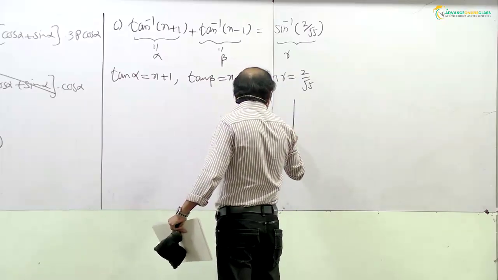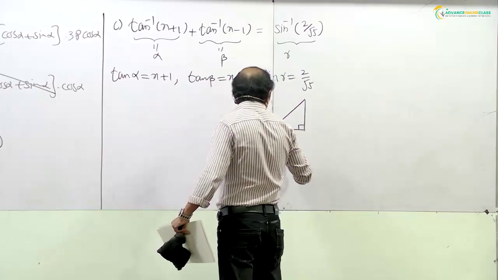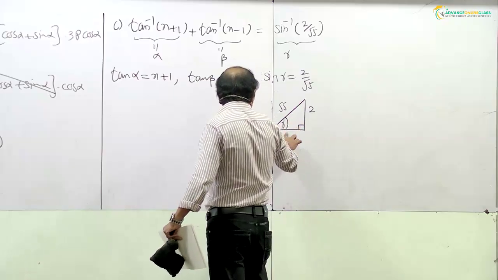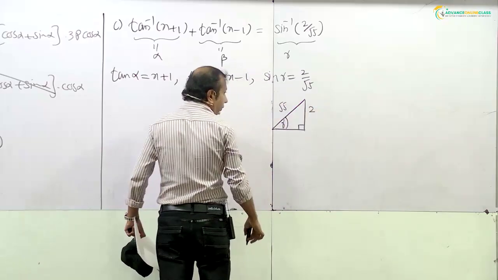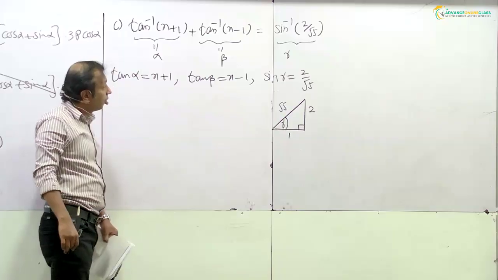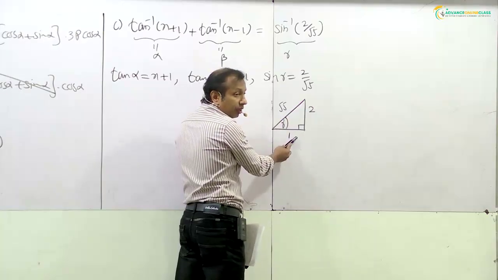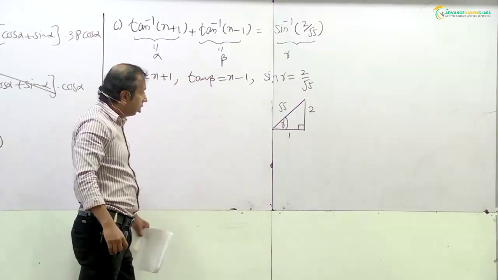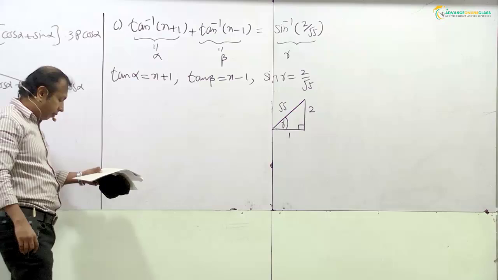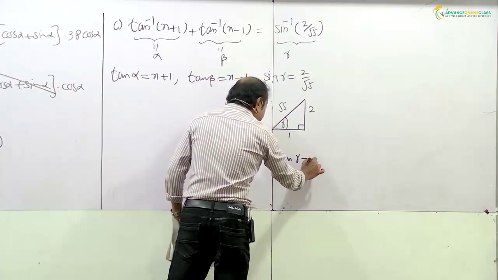For the sine gamma, if I draw a right angle triangle, what is sine? Opposite by the hypotenuse. What is the adjacent? Sine gamma is 2 over root 5. Sine means opposite divided by the hypotenuse. Find the adjacent. Root 5 squared is 5. 2 squared is 4. 5 minus 4 is 1, no? Root 1 is 1. So what is tan gamma? Tan gamma is opposite by adjacent, 2.